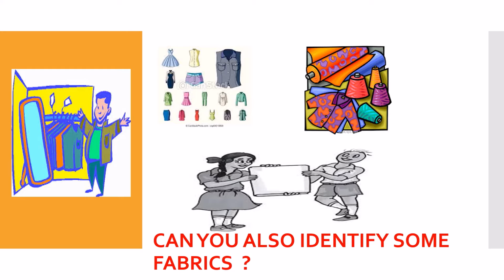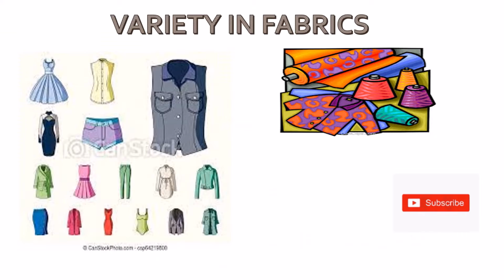Fabric means clothes. Can you also identify what different types of fabrics there are in your surroundings? In our surroundings we see many varieties like frocks, jackets, mufflers, the silk, the woolen. There are many varieties in the shops, in our cupboards, in the markets. So when you visit your market or see your cupboard, please identify what type of cloth material and what type of fabric it is.